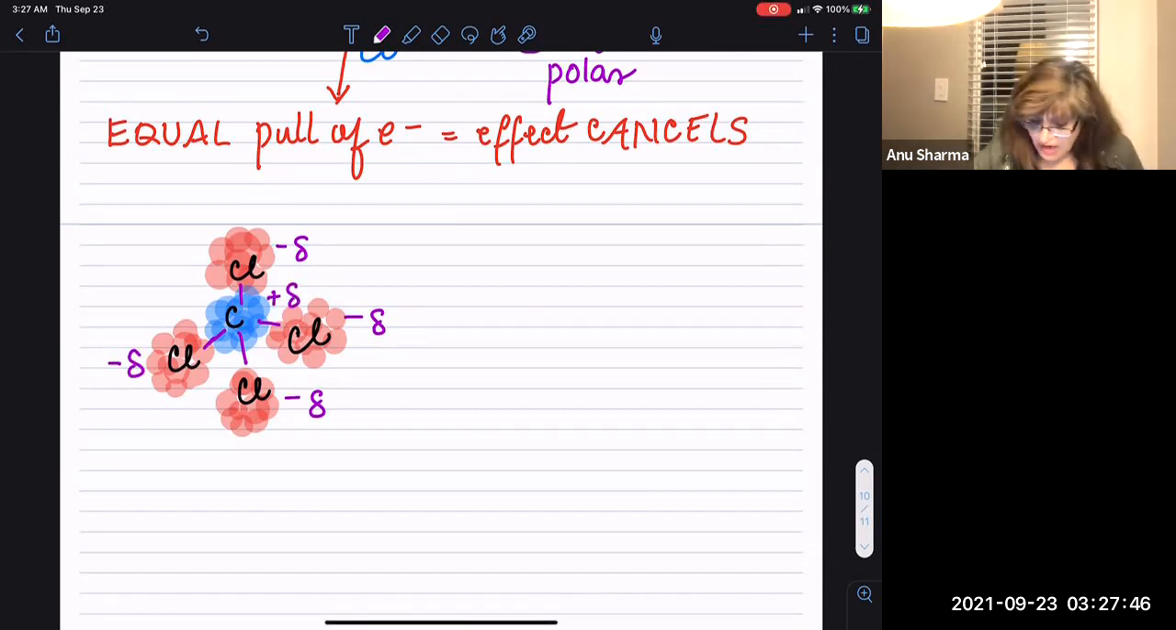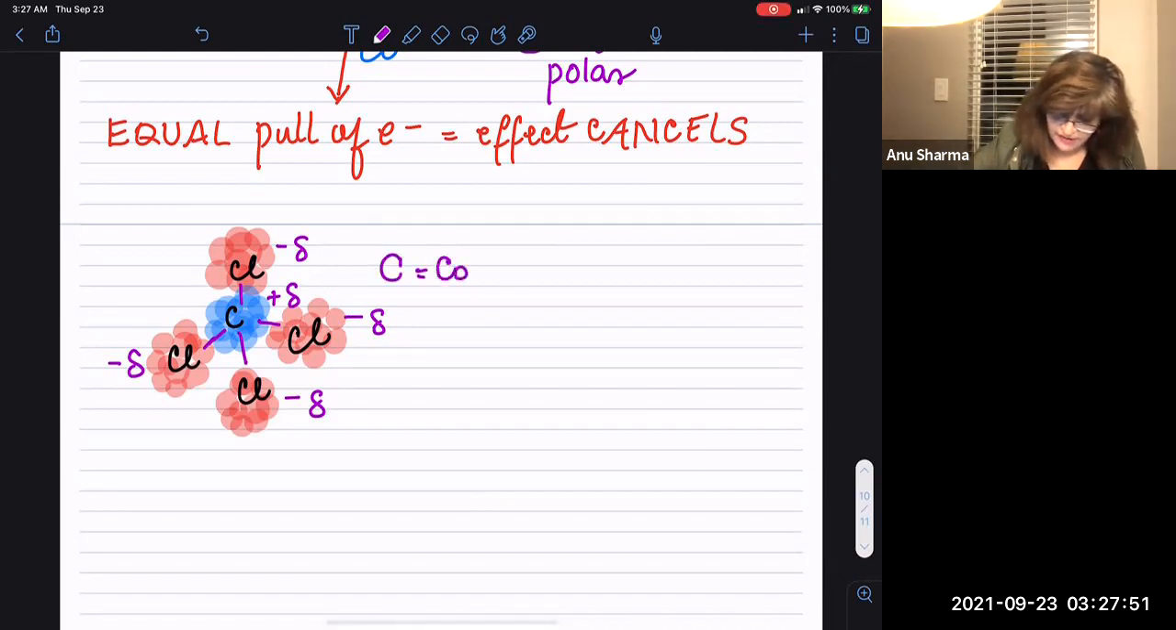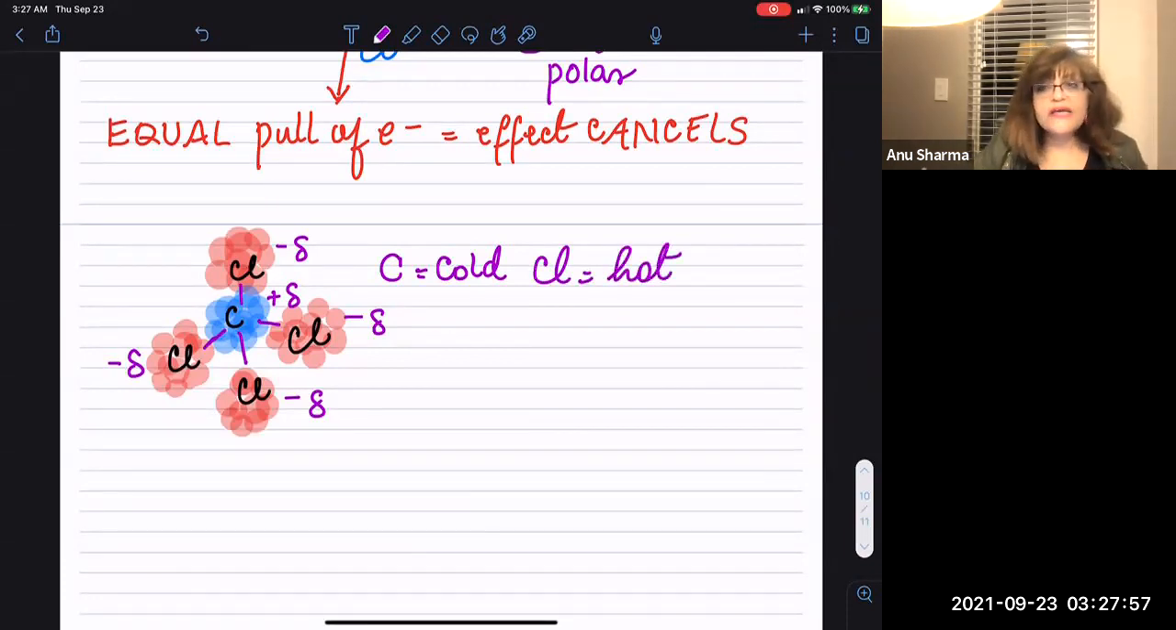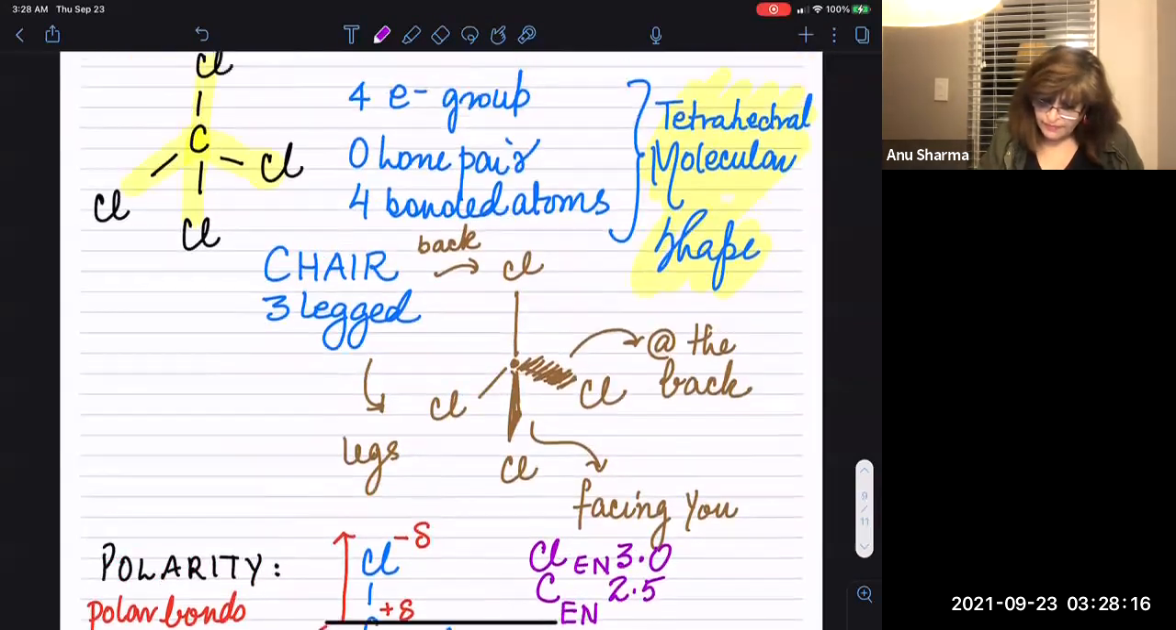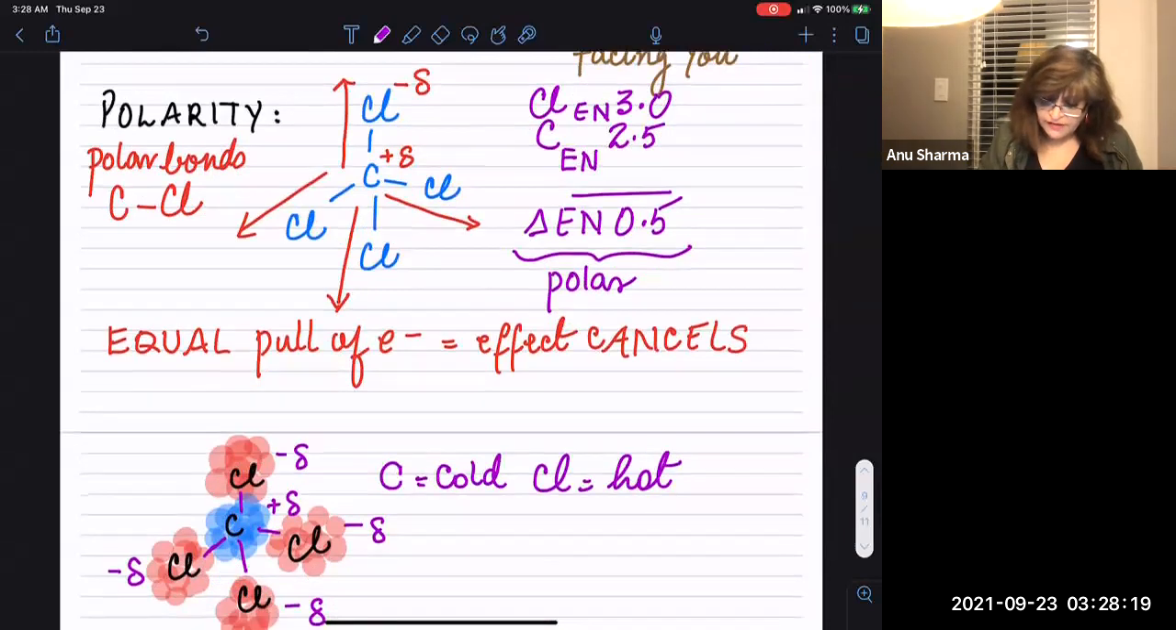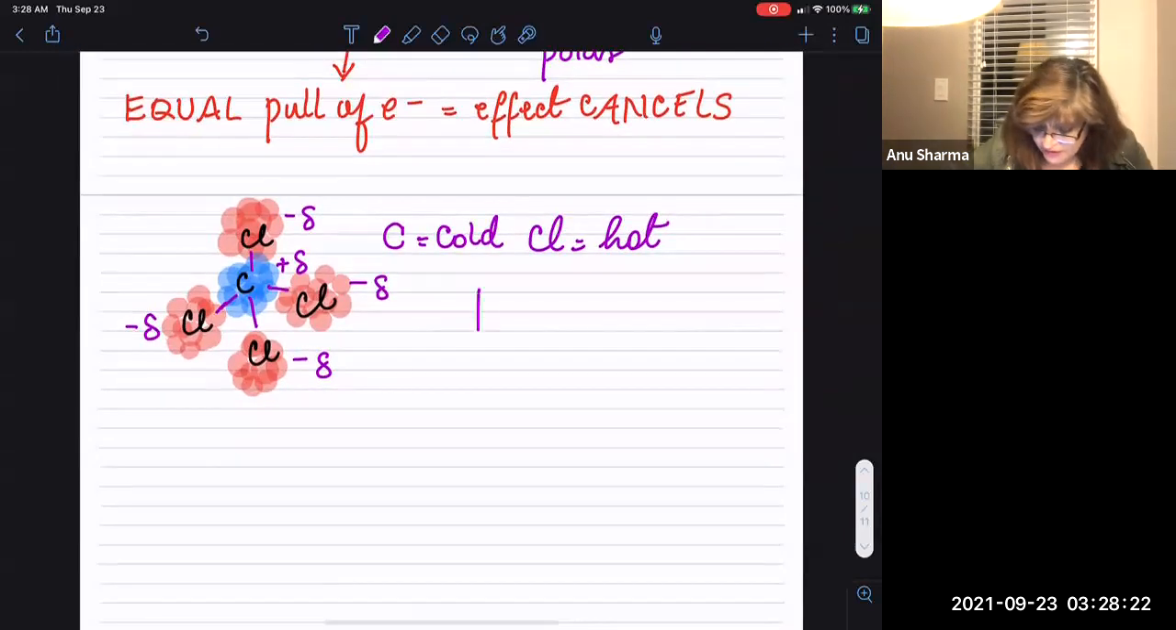Okay. So carbon will be a cold region. Carbon is very cold, but chlorines are very hot. Even though you have that cold and hot, the spread is equal. So that is why the overall molecule becomes nonpolar, even though the individual bond between carbon and chlorine is polar. Although the individual bonds are polar, they cancel out. So it becomes a nonpolar molecule.